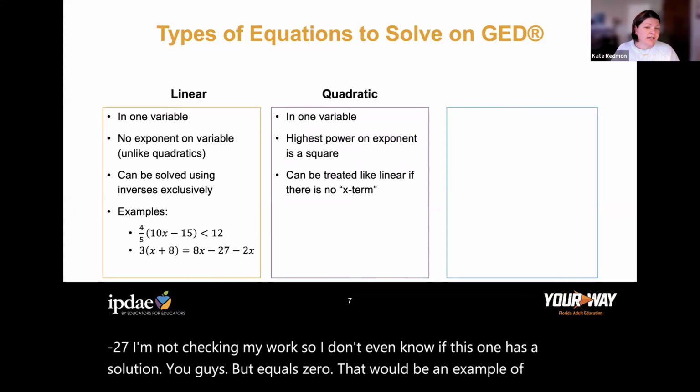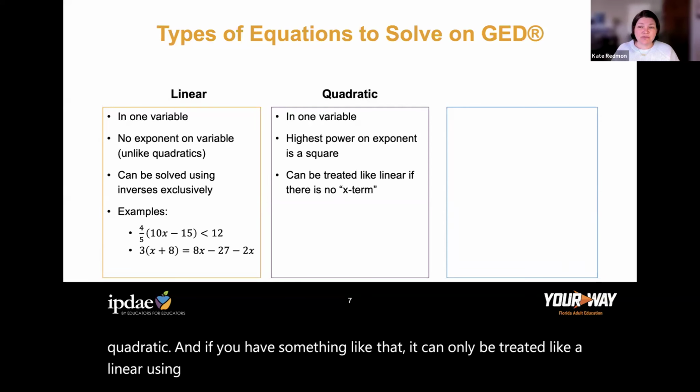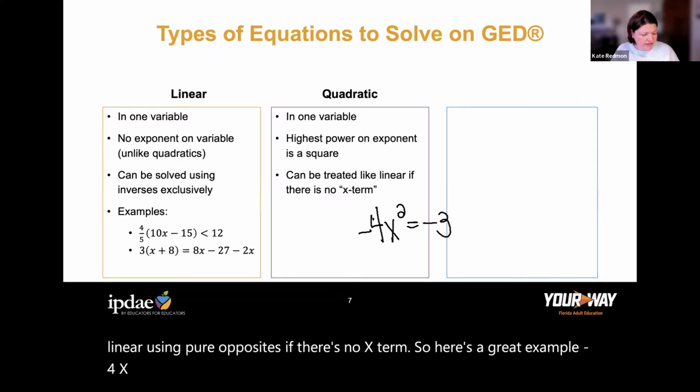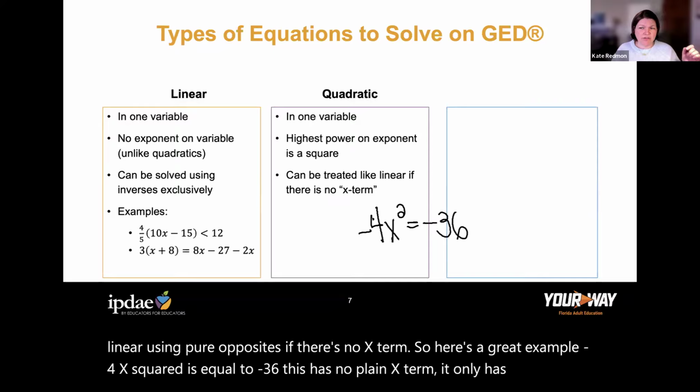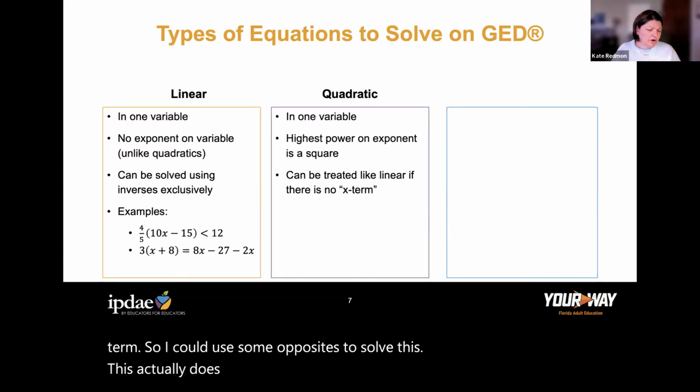And if you have something like that, it can only be treated like a linear using pure opposites if there's no x term. So here's a great example. Negative 4x squared is equal to negative 36. This has no plain x term. It only has an x squared term. So I could use some opposites to solve this guy.